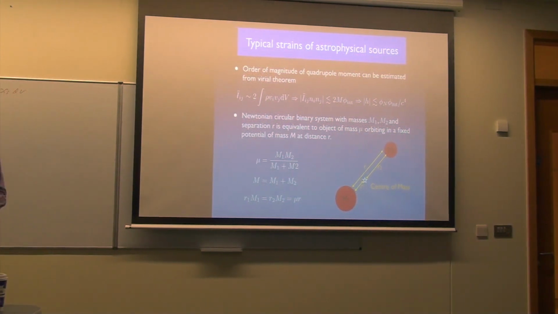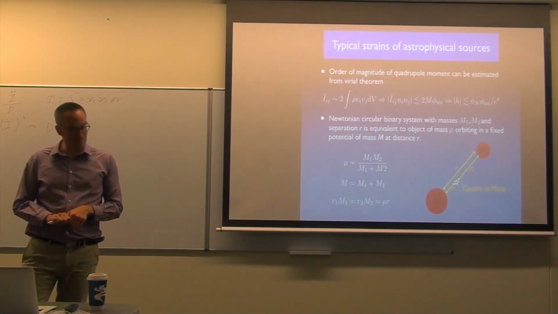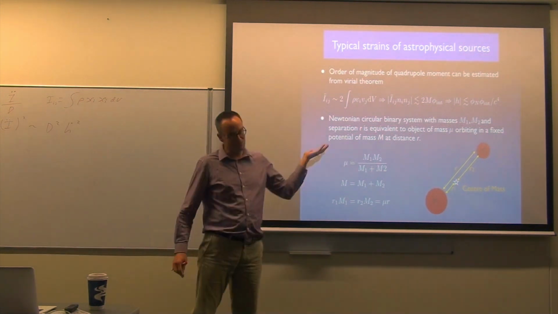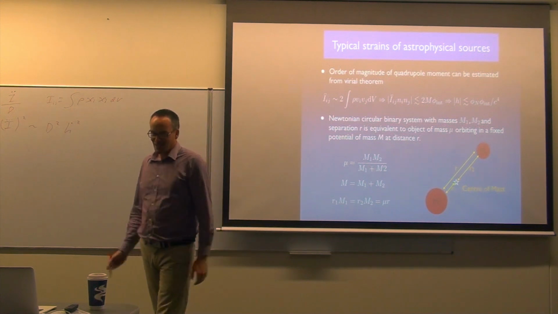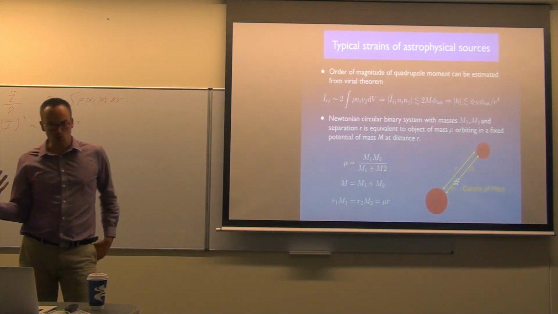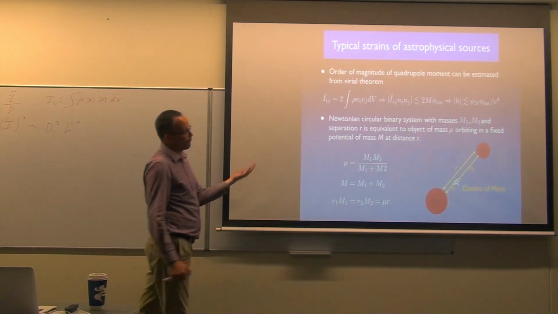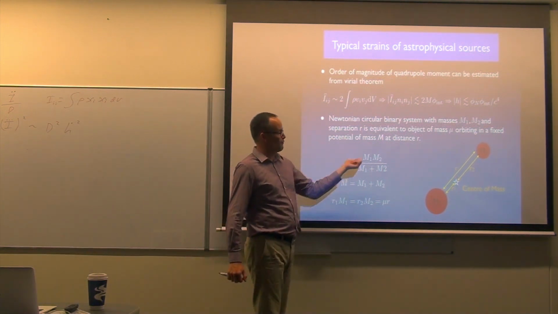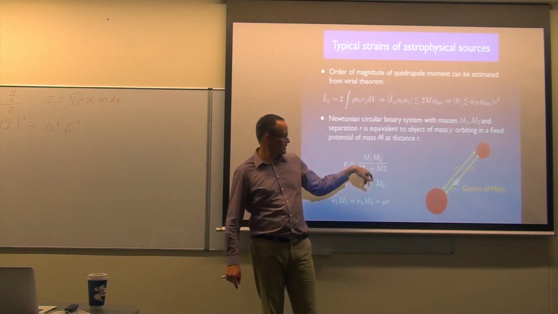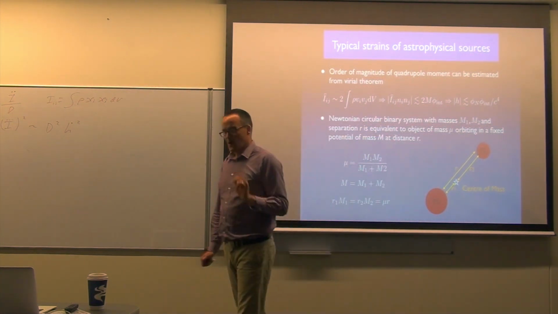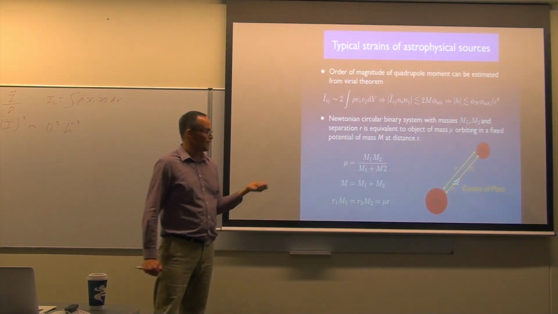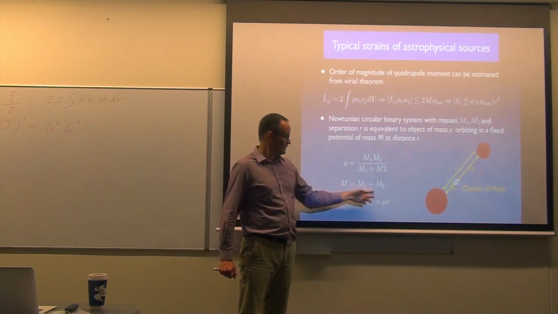Okay, so for a Newtonian binary system with masses m1 and m2, you've all done this at some point in the past. You know that the motion of these two objects is equivalent to the motion of a single object of mass mu. This is the reduced mass, which is the product of the masses divided by the total mass, moving in a fixed potential corresponding to an object of mass equal to the total mass.